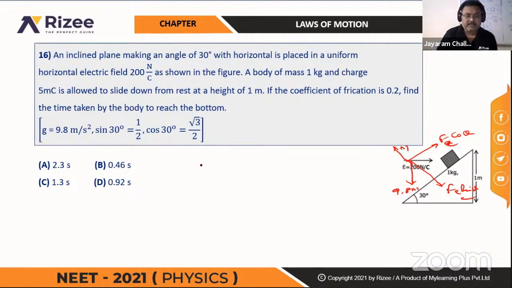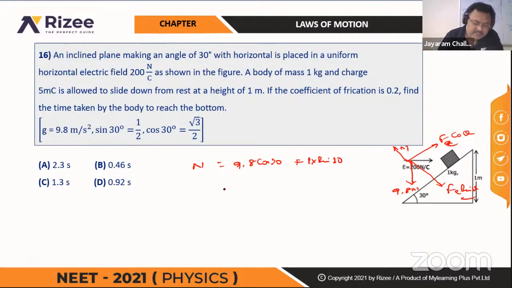On balancing this one equation, N is equal to 9.8 into cos 30 plus, mass is 1. How much is this going to be? Mass is 1, which is equal to mg sin theta, or the frictional force is going to be Fe sin theta, which is 1 into sin 30 sort of it.